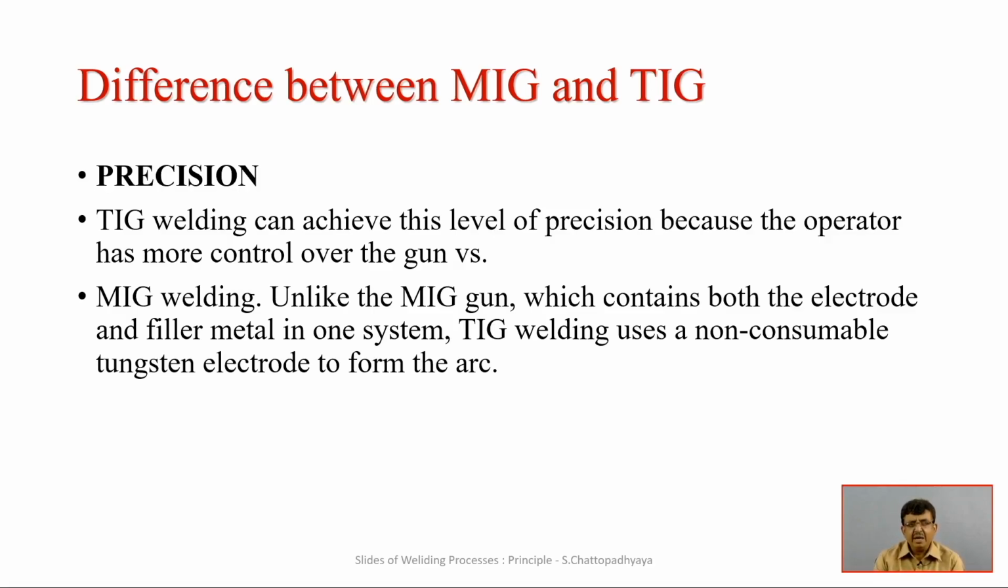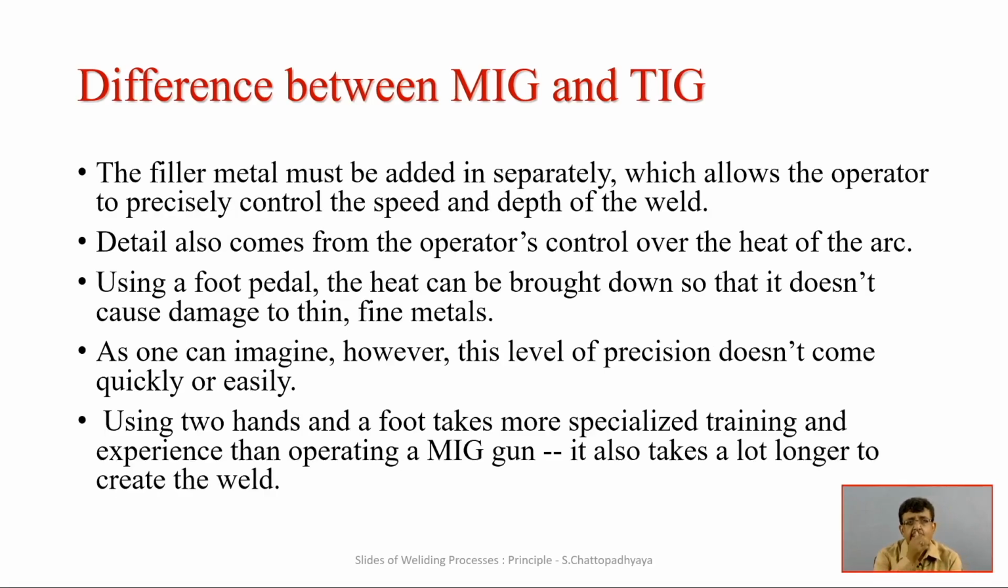MIG welding, unlike TIG, has a gun that contains both the electrode and filler material in only one system. TIG uses, as we know very well, a non-consumable tungsten electrode to form the arc. The filler material must be added separately in TIG. So, TIG can be used as an autogenous welding process where no filler material is required, and where filler material is required, it can be added, and the operator precisely controls the speed and the depth as it is fed.